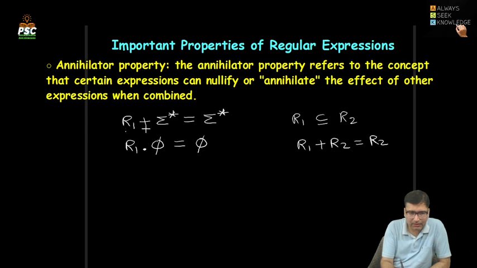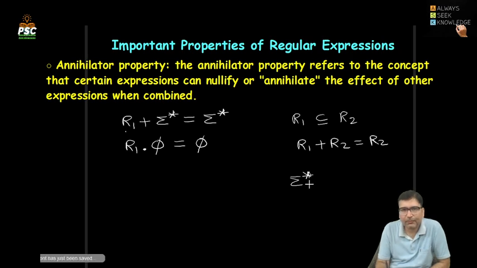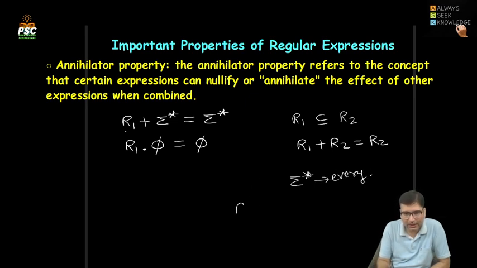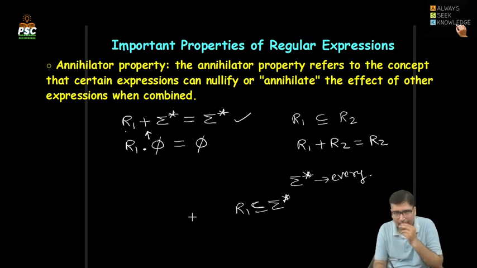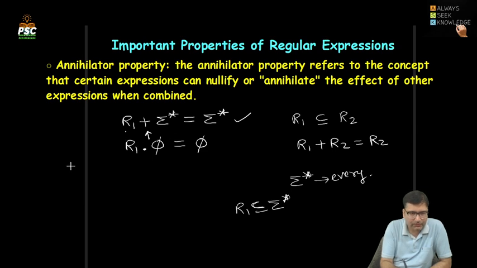Similarly here, I am saying R1 union alphabet star. That means every possible string over the alphabet on which R1 is also defined. So if every possible string is already taken here, I can say R1 is a subset of this set. If you perform union here, you will get alphabet asterisk because this is the superset. Now this last one which I have written is very important, so let me highlight this. You please do remember this.